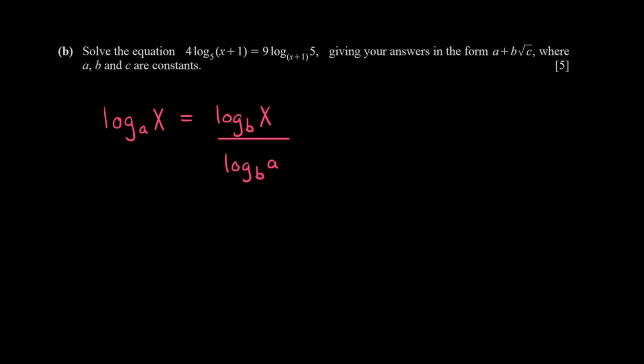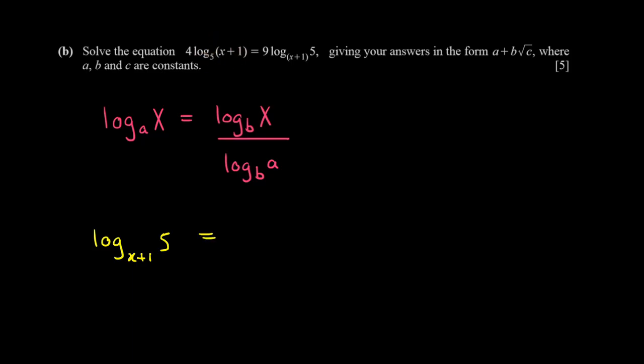Now, if you want a way of remembering that, basically on the right-hand side, the bases need to be the same, right? So on the top and bottom, the bases here are base b. Now, in this case, the easiest thing to change here, I think, is this guy, the log base x plus 1 of 5. So I'm just going to apply that rule to this. So here we've got log base x plus 1 of 5, and I'm going to change it to being base 5, right? So that it matches up with this guy.